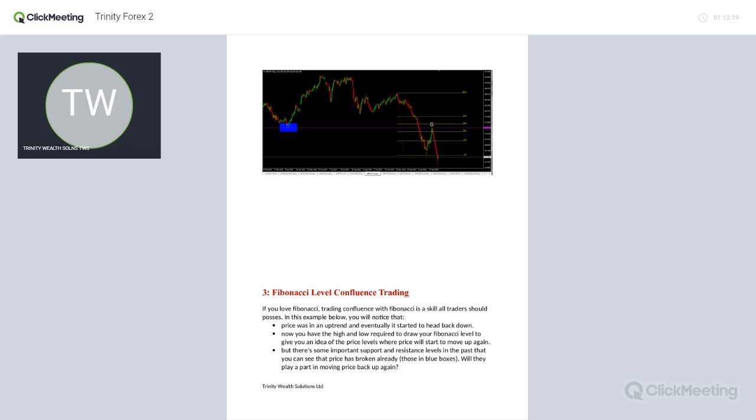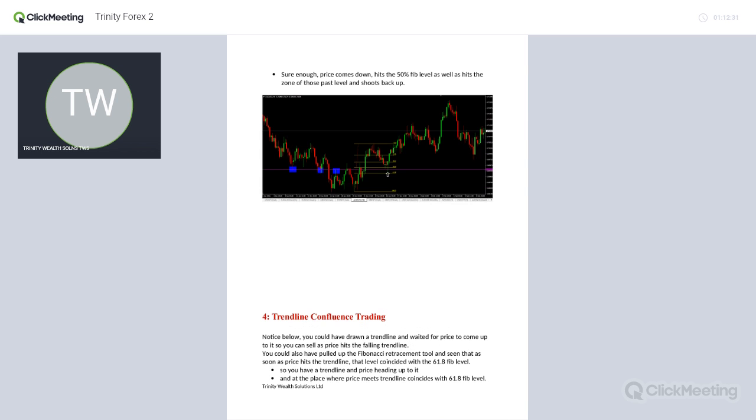But there are some important support and resistance levels in the past that you can see the price has broken already, those in blue boxes. Will they play a part in moving price back up again? We're going to see what's going to happen. So we look at our chart. You can see to the left, we have support that became resistance, and then it was broken.